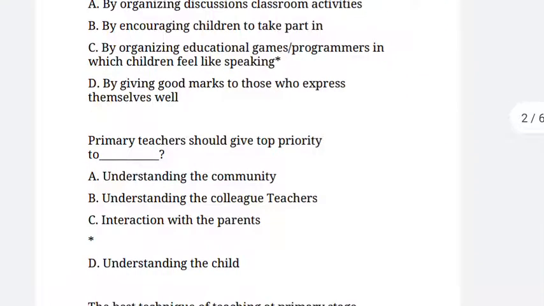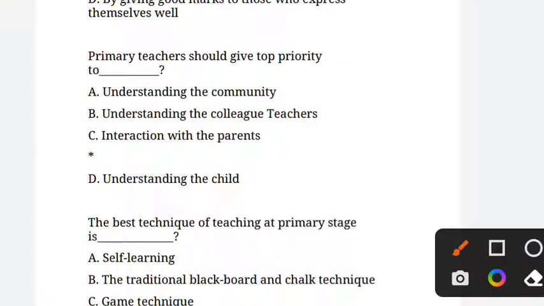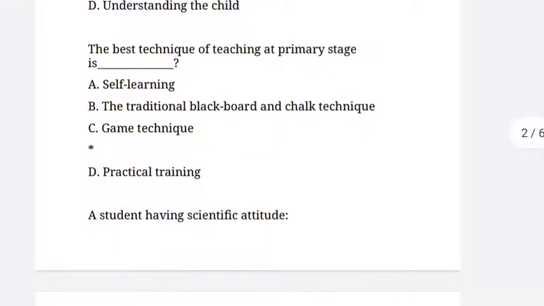Next question, primary teachers should give top priority to. Its answer is option C, interaction with the parents. Option C is correct here. Next question, the best technique of teaching at primary stages. Its answer is option C, game technique.